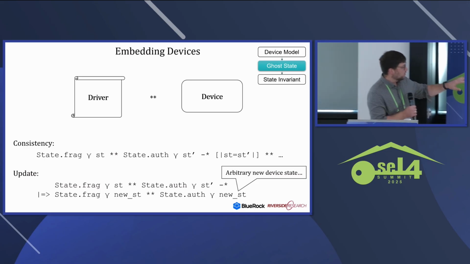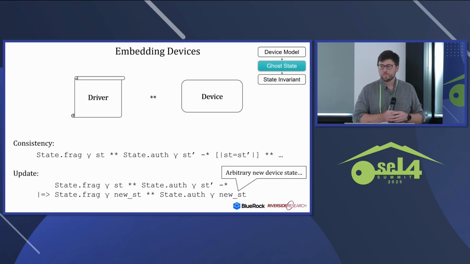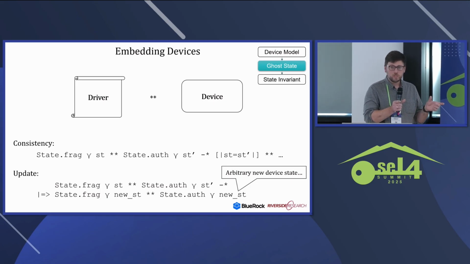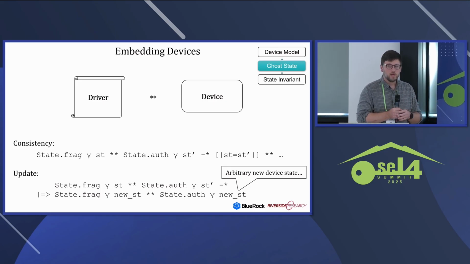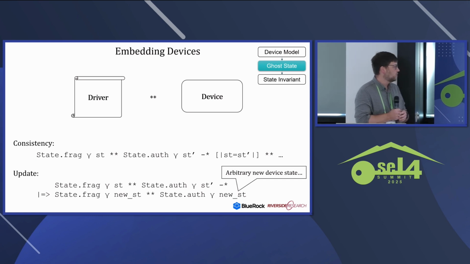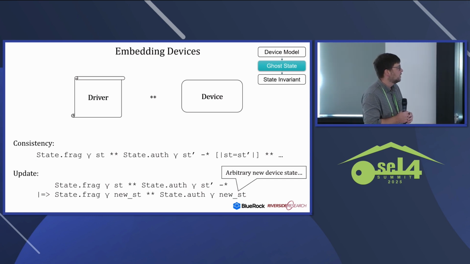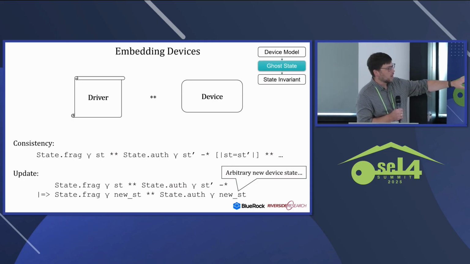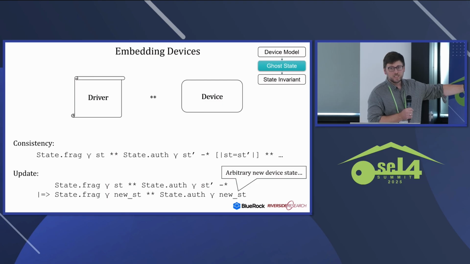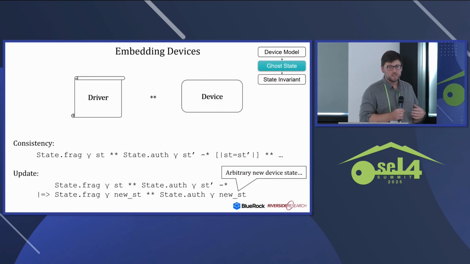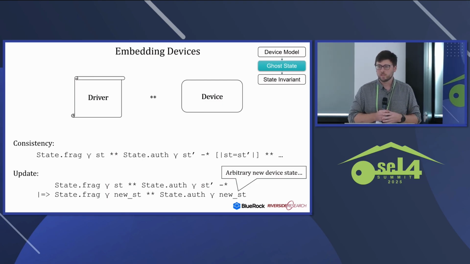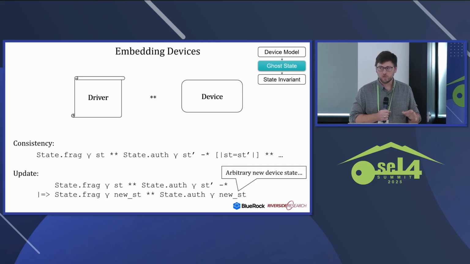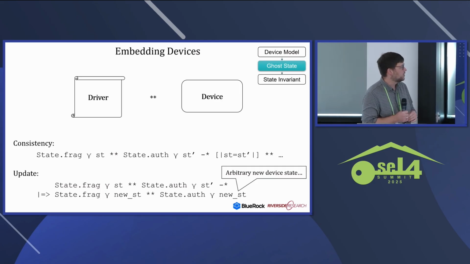And then you can also update this ghost state in a particular way. So if you have both of these views of the ghost state, you can update the state to some new state under a sort of ghost update modality. And now here, this new state, new_st, is sort of arbitrary. Now we don't want the state to be arbitrary in general. We want it to be a state that's actually one reachable via the device operational semantics. So we'll get to that point in a second. But this is sort of the algebraic view of this ghost state.